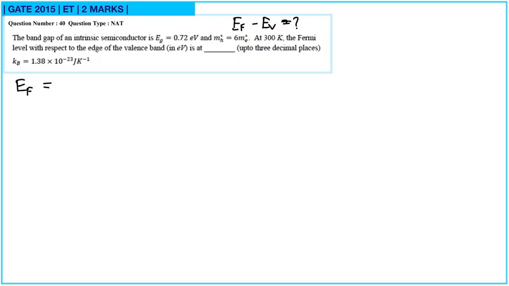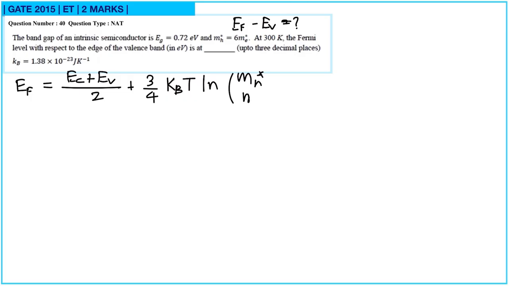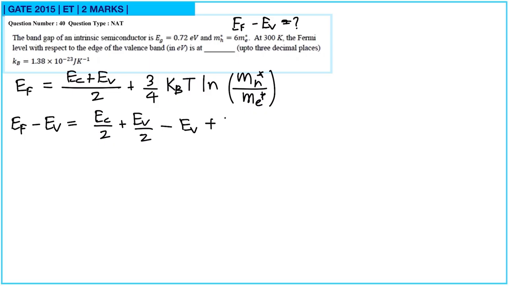Now we have EF is equal to EC plus EV by 2 plus 3 by 4 kBT ln of mh star upon me star. So this is the value of Fermi level, and we want to find EF minus EV. So let us subtract EV from this on both sides. So EF minus EV will be equal to EC by 2 plus EV by 2 minus EV plus 3 by 4 kBT, and here it is given that effective mass of hole is 6 times effective mass of electron. So this will be 6 me star upon me star. So this will be ln 6.